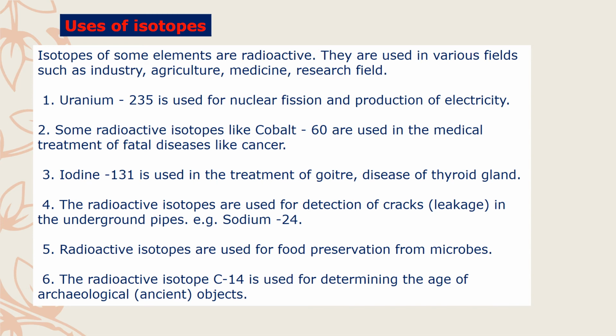Now the radioactive isotopes are used for detection of cracks, that is leakage in the underground pipes. For example, sodium-24. Radioactive isotopes are also used for food preservation from microbes. Then the radioactive isotope carbon-14 is used for determining the age of archaeological objects, that is ancient objects. For determining the age of that ancient object, we can use this radioactive isotope, carbon-14.